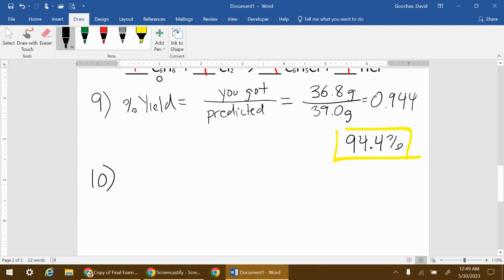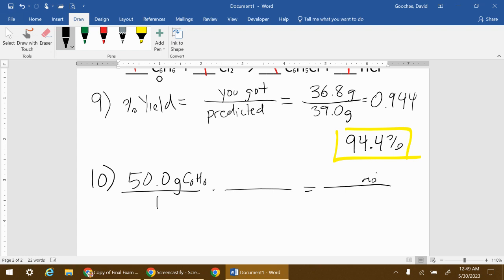Here we go. We have 50.0 grams of benzene. We want to figure out how many grams of chlorine gas is going to be required. So first step is we got to get these grams of benzene into moles of benzene. So out of grams into moles. Now, to go from grams into moles, we need the molar mass.